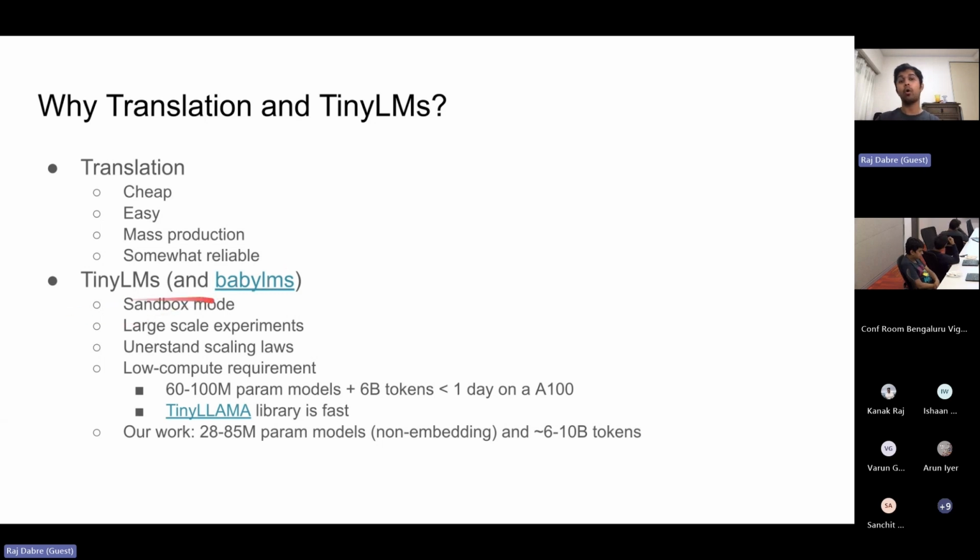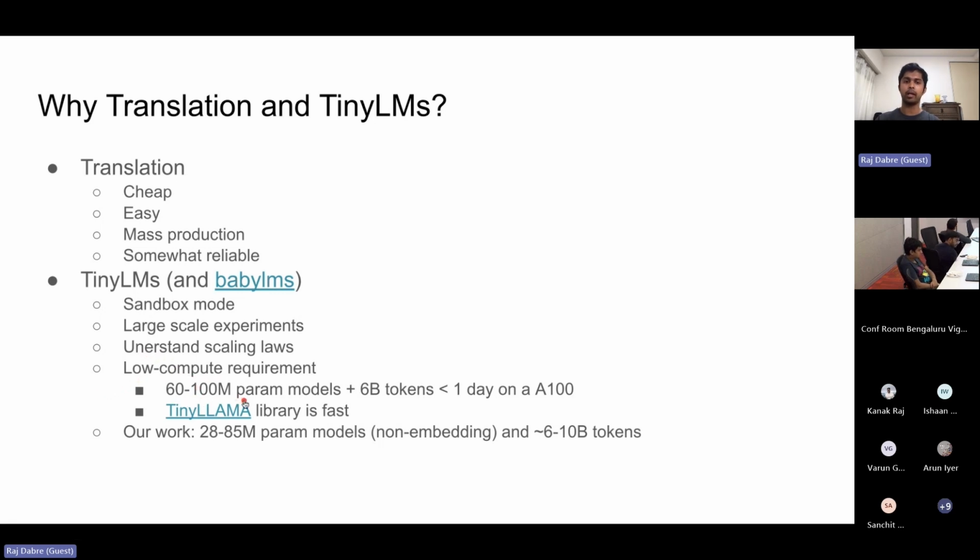And why tiny LMs or baby LMs? Because they provide a sandbox mode to understand what exactly is happening in the language modeling phenomena, and it allows us to do large scale experiments. Once we do large scale experiments on a variety of scales of models, we can do extrapolation and figure out what this kind of behavior would be at scale. Oh, there's a typo here, I'm so sorry. And it's very nice because it's low compute.